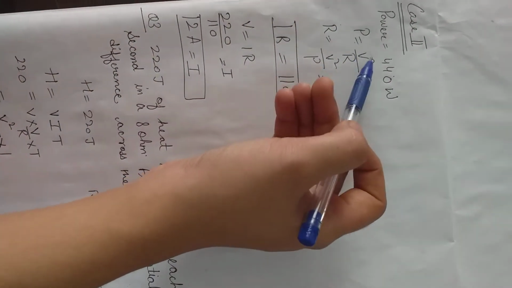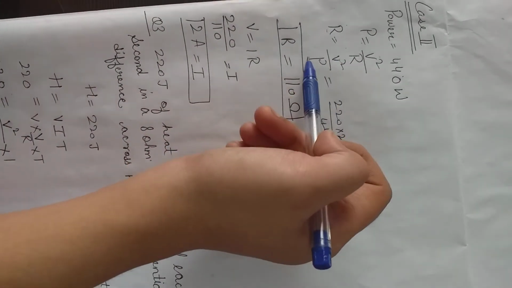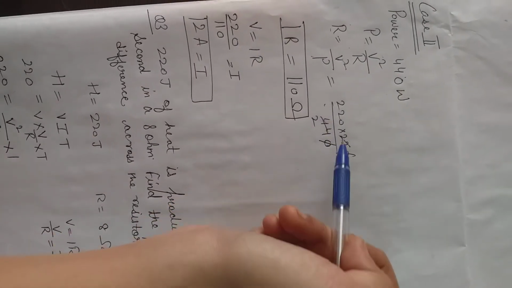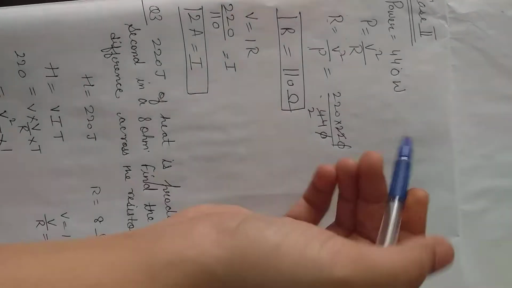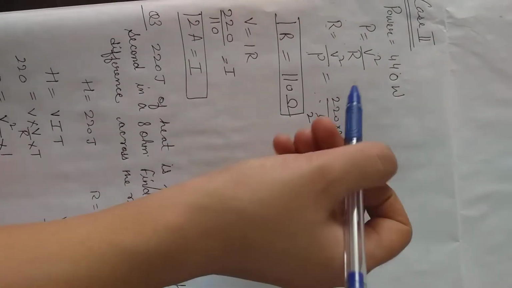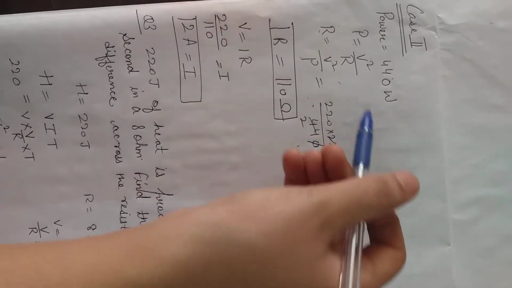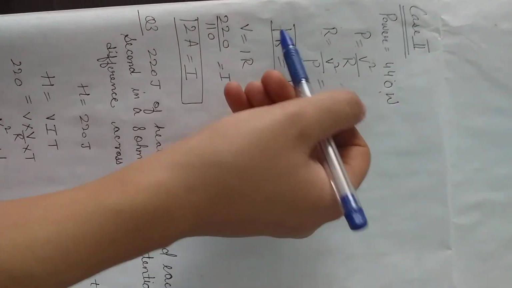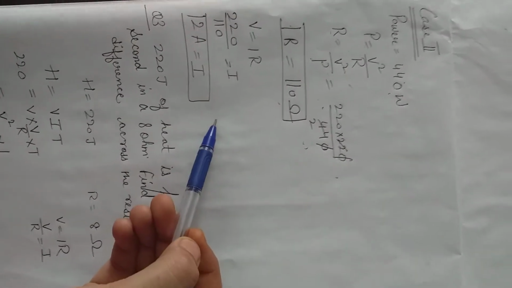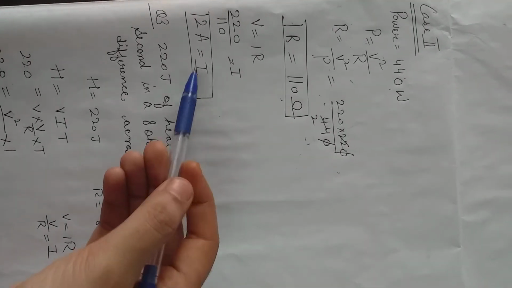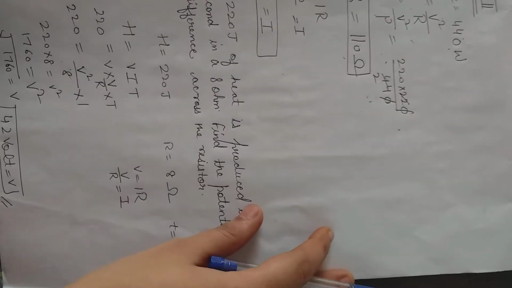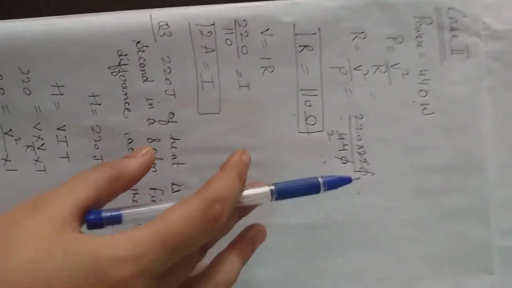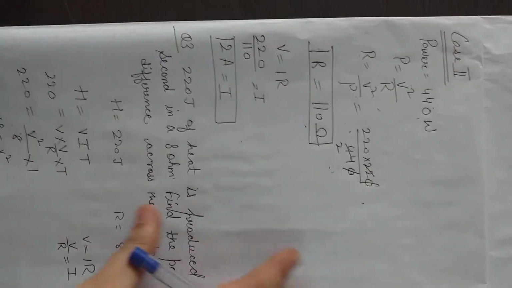So P is equal to V square upon R, R is equal to V square upon P. The value of V remains the same as there is no difference in the potential. So 220 into 220 upon power 440 watt, the resistance will be 110 ohm. According to Ohm's law, V is equal to IR, I is equal to 2 ampere. Clear? If you have any doubt in the second numerical, please reply in the comment section.